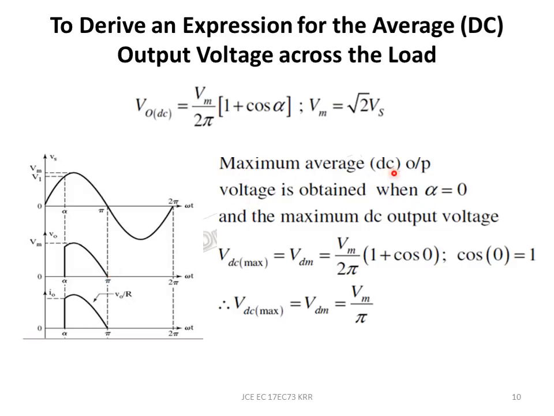So the maximum average DC output voltage can be obtained by putting alpha equal to 0. Hence, if I substitute alpha equal to 0 in this equation, I will get the maximum DC voltage, which is equal to Vm by 2 pi into 1 plus cos of 0. Cos of 0 is 1. So VDC max is equal to Vm upon 2 pi into 2. The 2 and 2 cancel. We get Vm upon pi.